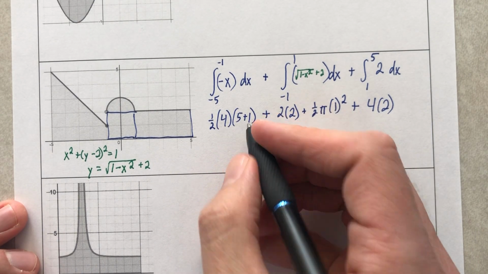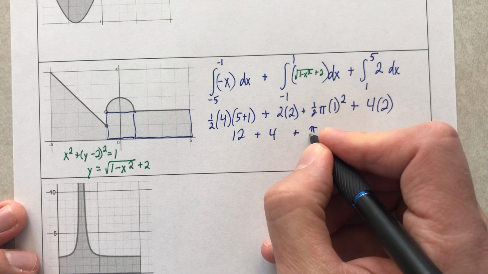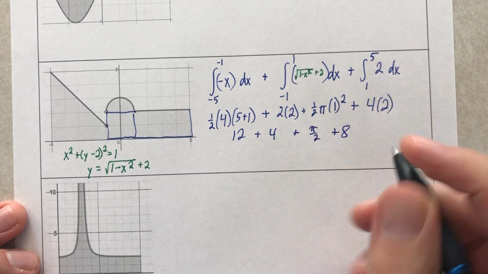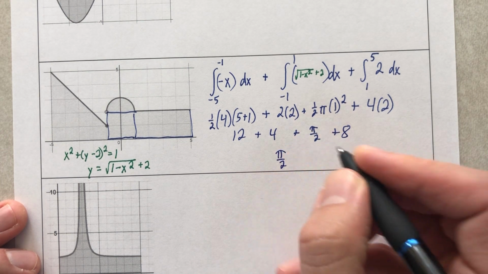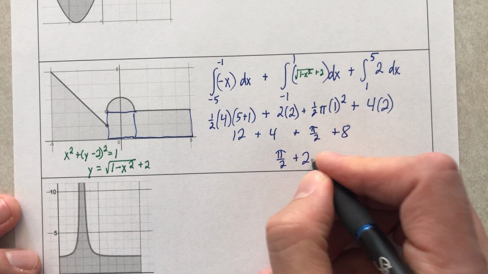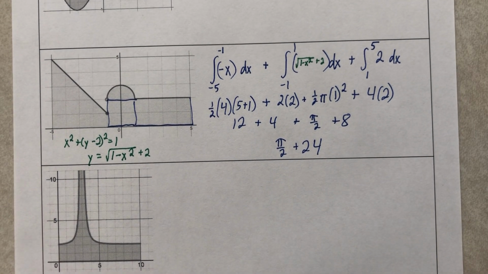2 times 6 is going to give me 12, plus 4, plus something with a pi in it. We'll call it pi over 2, plus 8, and like term, like term, like term. That one's not. We'll just put him first because he looks special. And 24. Pi over 2 plus 24 square units. Yes. Okay, one more.